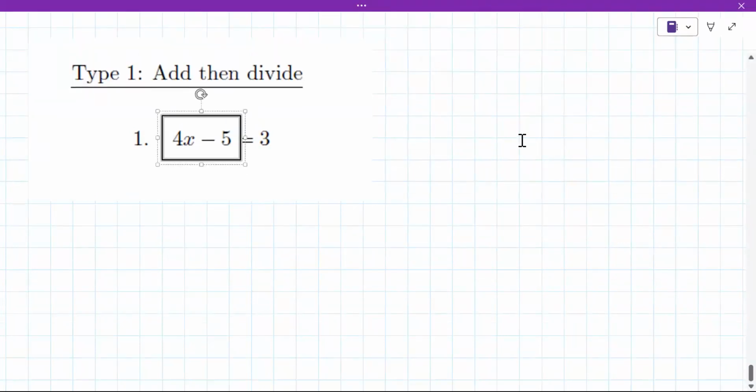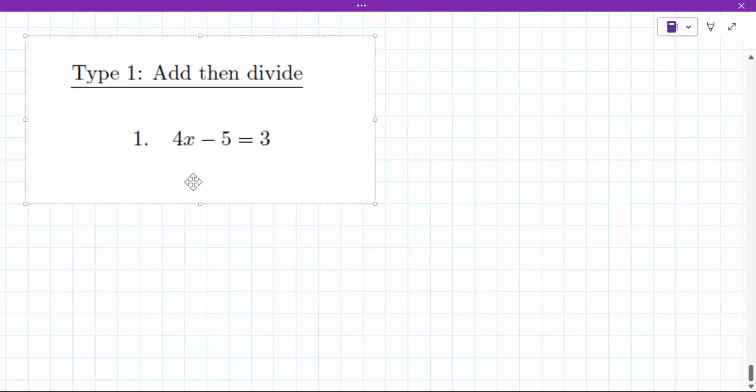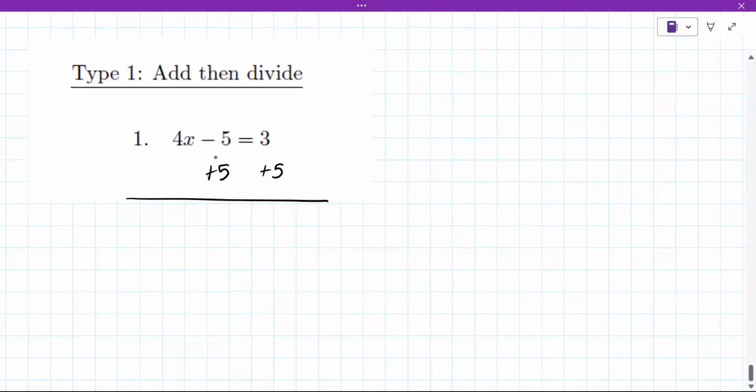Okay, 4x minus 5. So you look at that side and you're going to add. Now you add the number that's being subtracted, not the number in front. It's the number that's being subtracted. So you're going to add 5. But do you bring down the 4x at all? Yes, you bring it down.